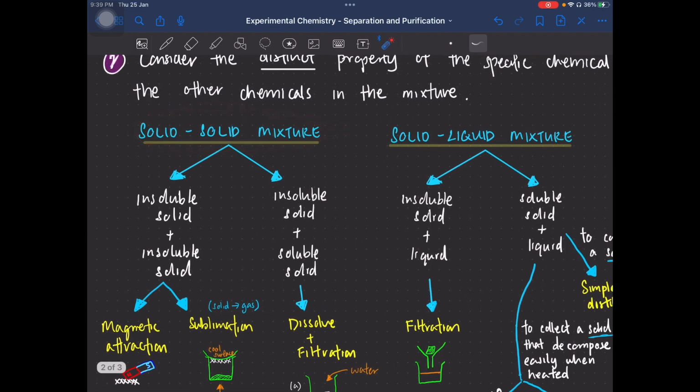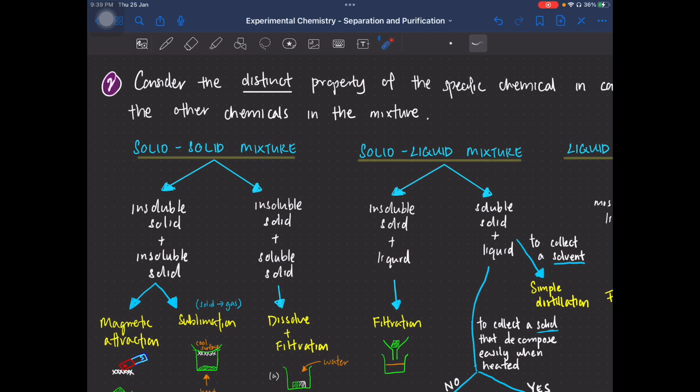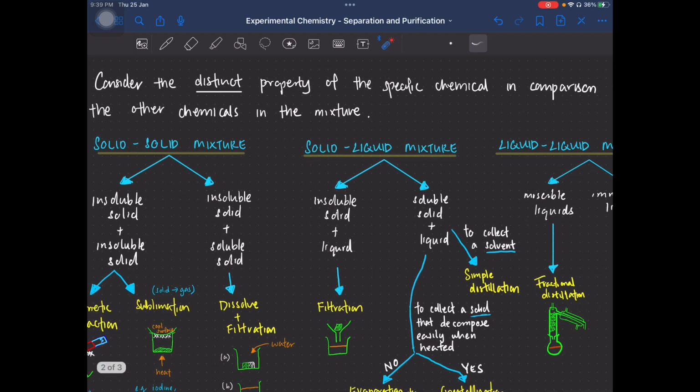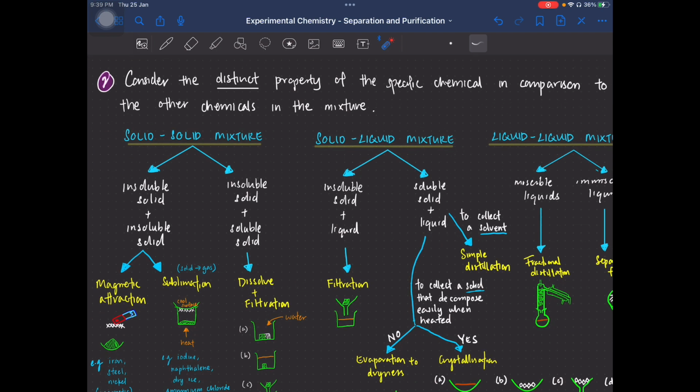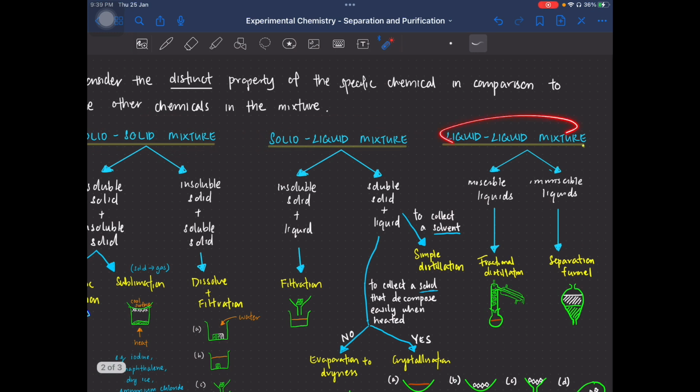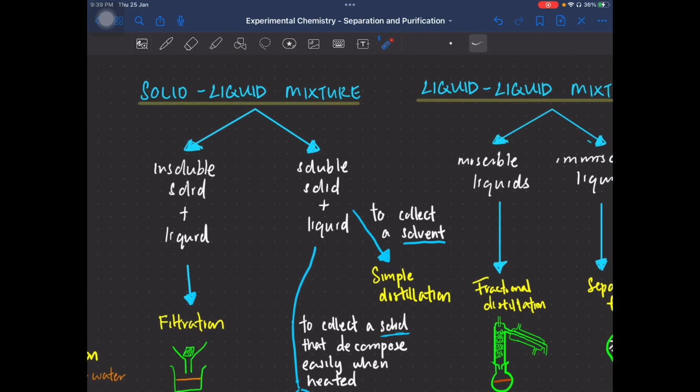So if you think about it, the three big ideas in this part is that you must first know what kind of mixture are you dealing with, right? You must know whether the question is giving you something about solid-solid, or is it about solid-liquid, or is it about liquid-liquid, right? So that we talked about the first one already. Now we zoom into the solid-liquid one.